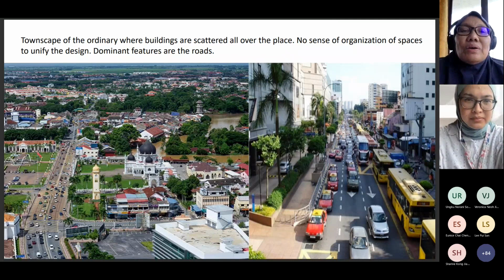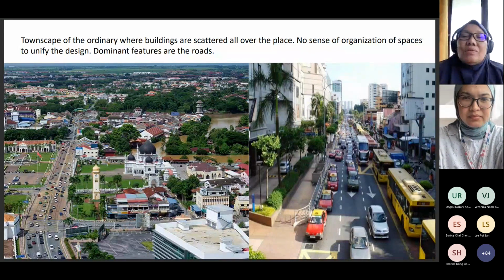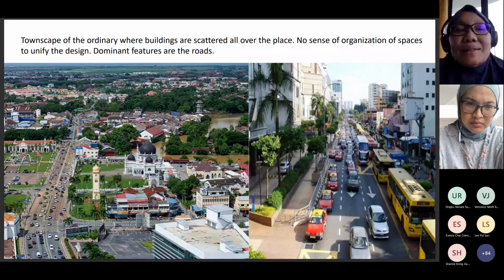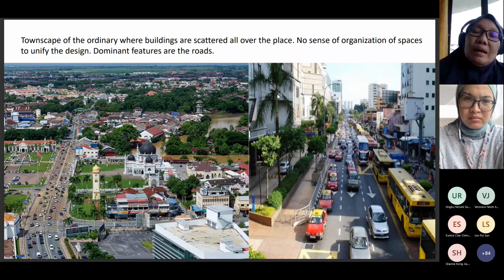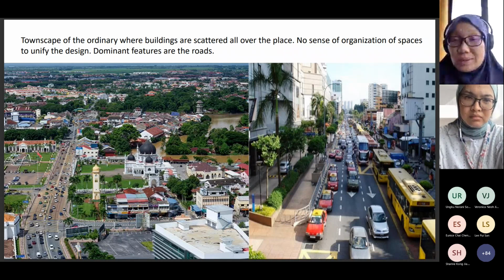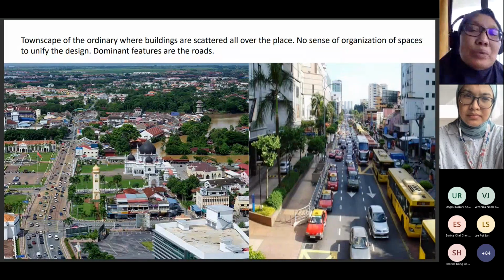So the townscape of the ordinary is where we have buildings scattered all over the place, no sense of organization or spaces to unify the design. Dominant features are the roads. Why I call it, there's a difference between roads and streets, because streets are behavioral settings that give character to the place. Roads are just a means of access from one place to another.